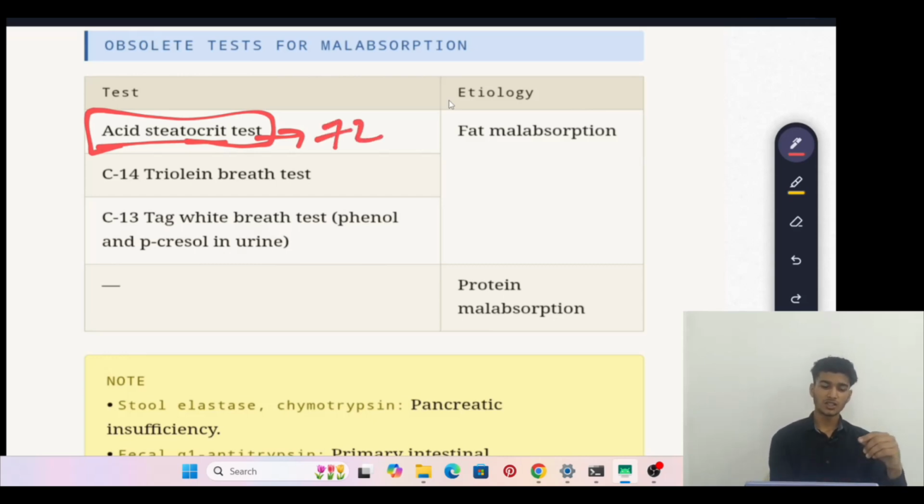Then there is the C14 triolein breath test. C14 is the isotope of carbon. This is a radioactive isotope, so it is marked with fats. This carbon is marked with fat and fed inside the human body.